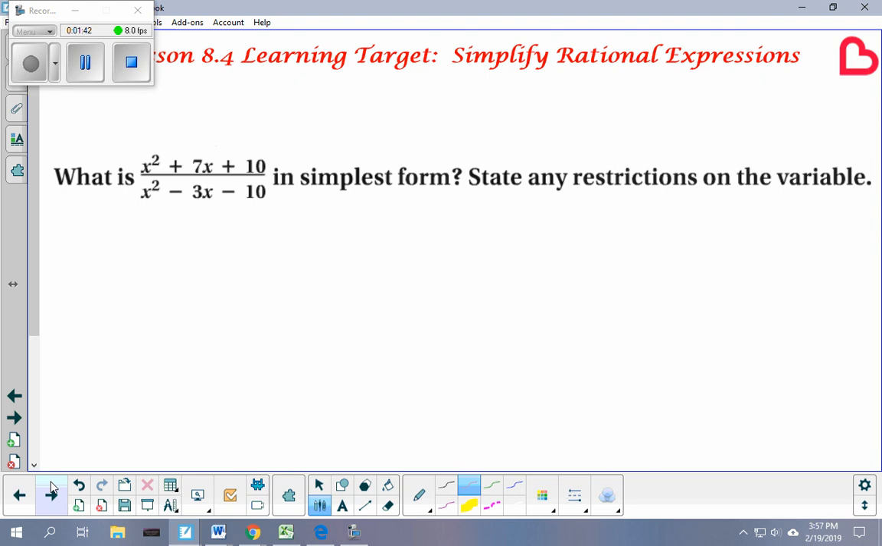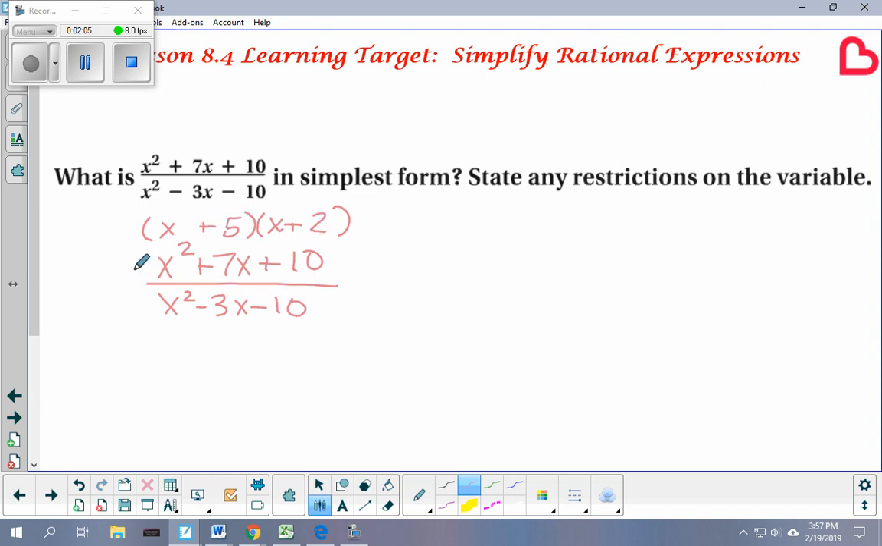So let's look at this first example. How do you put it in simplest form? Well, the first thing that we want to do is factor the numerator and factor the denominator. So you have x times x. 5 times 2 gives me 10, and 5 plus 2 gives me 7. So we'll just cross that out. Now we'll factor the denominator if we can. Let's see, 5 times 2 gives us 10, and minus 5 plus 2 would give me the negative 3 in the middle. So this is just a really good review of your factoring.